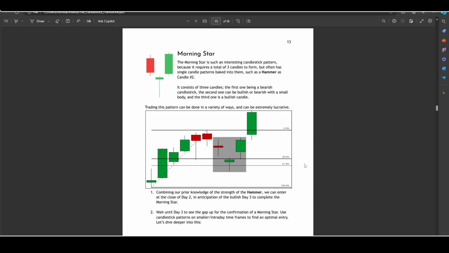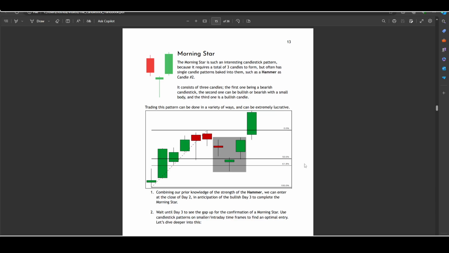The morning star is such an interesting candlestick pattern because it requires a total of 3 candles to form, but often has a single candle pattern baked into them, such as a hammer as candle number 2. It consists of 3 candles, the first one being a bearish candlestick, the second one can be bullish or bearish with a small body, and the third one is definitely going to be a bullish candle when you're looking at the morning star. Trading this pattern can be done in a variety of ways and can be extremely lucrative.